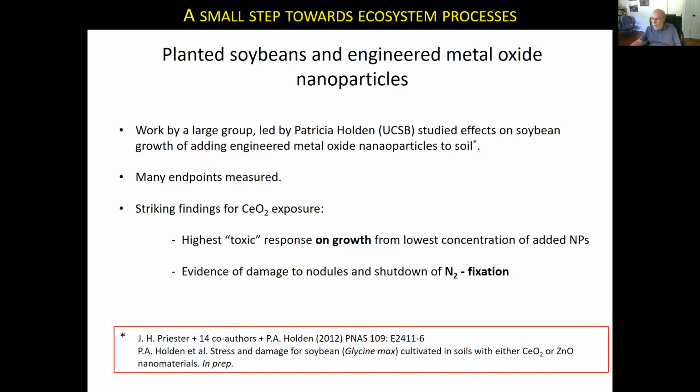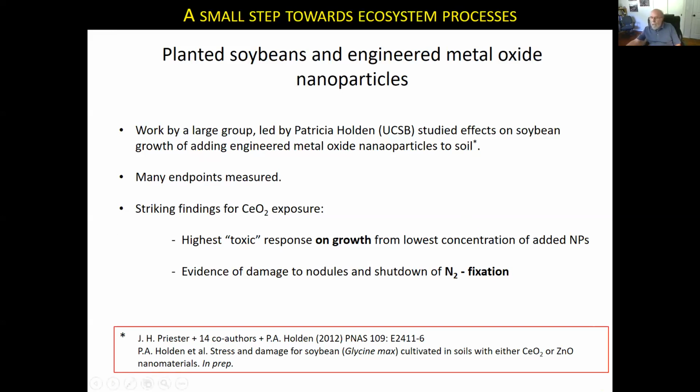And the reference for the original paper is at the bottom there. There were, as you see there, 14 co-authors to the paper. There were a huge number of endpoints measured. But the striking result was that with one particular nanoparticle, ceria, the highest toxic response in growth occurred from the lowest concentration of the added nanoparticles. And from the detailed study of the plants, there was evidence of damage to the nodules and the shutdown in the plants of nitrogen fixation.